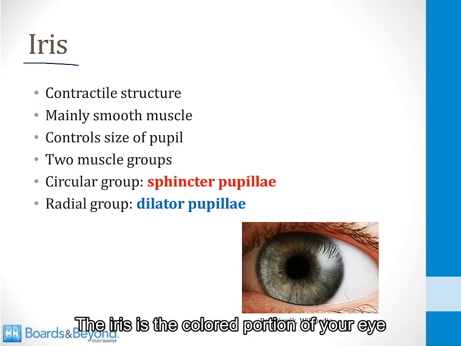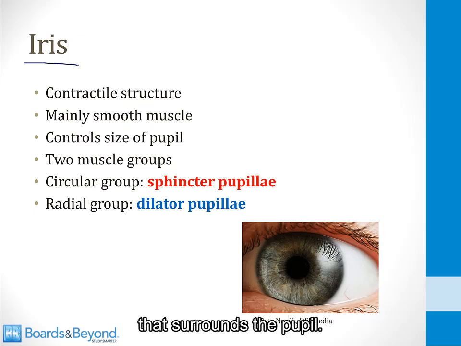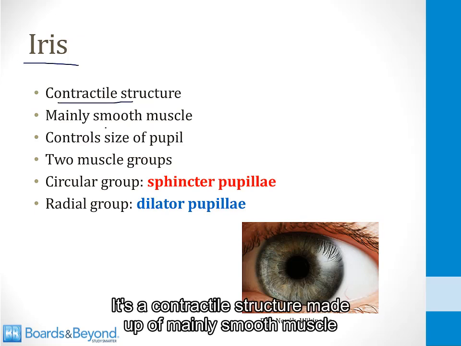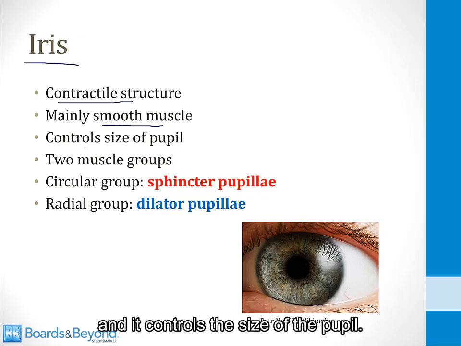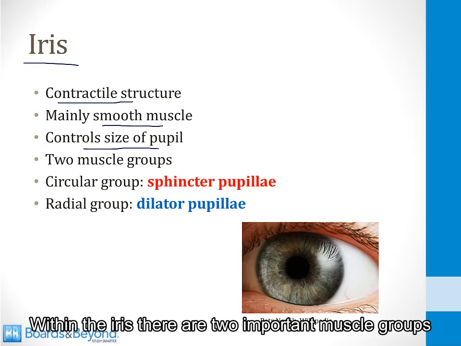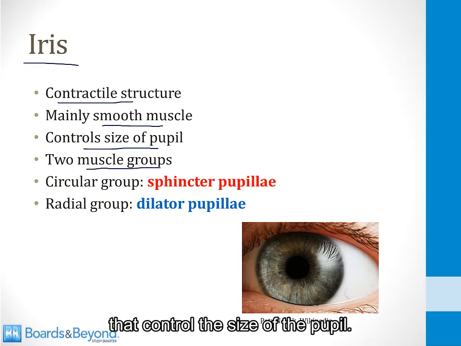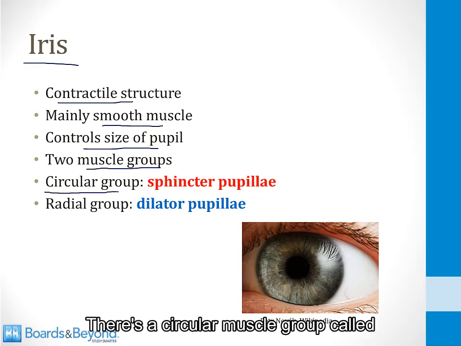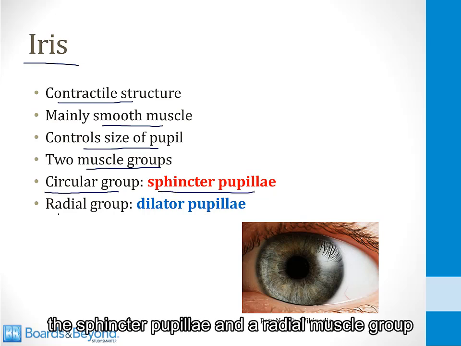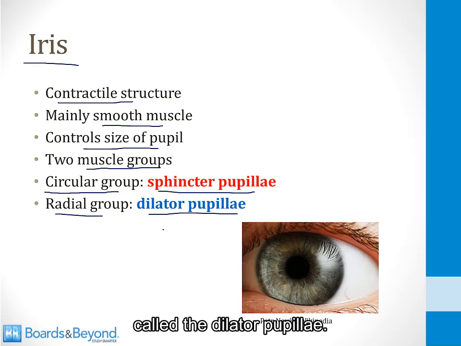The iris is the colored portion of your eye that surrounds the pupil. It's a contractile structure made up of mainly smooth muscle, and it controls the size of the pupil. Within the iris, there are two important muscle groups that control the size of the pupil. There's a circular muscle group called the sphincter pupillae and a radial muscle group called the dilator pupillae.